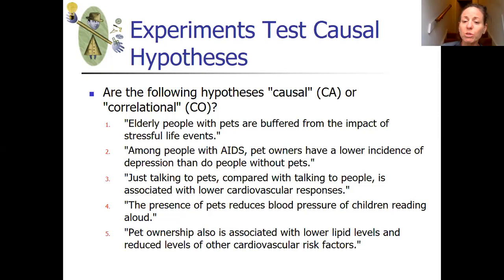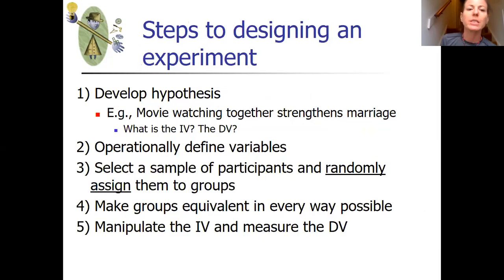The presence of pets reduces blood pressure of children reading aloud. There we see that causal word again, reduces. It actively changes. And pet ownership is associated. Here again, we see the word associated. That is correlational.